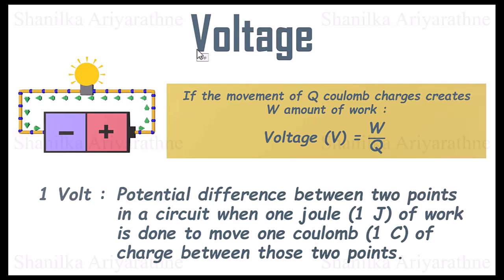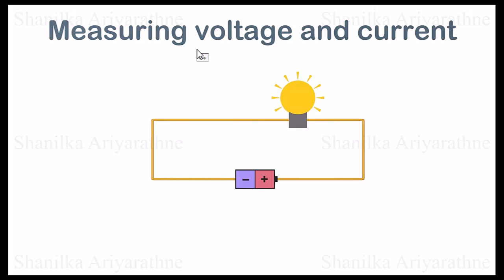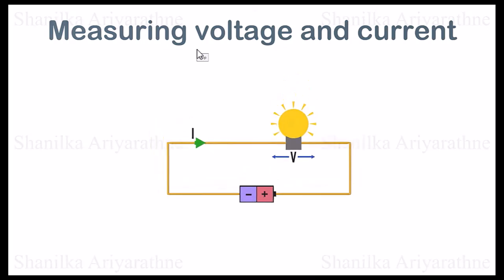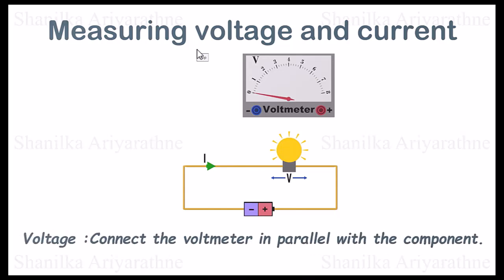Now that we have some knowledge about electronics, let's talk about how we measure voltage and current. How can we measure the voltage across this light bulb and the current going through it? To measure the voltage, we use a voltmeter. To measure the voltage across a component, we connect a voltmeter in parallel with the component, like this.